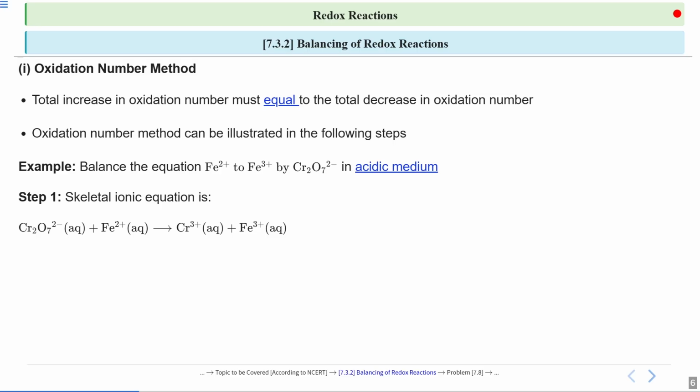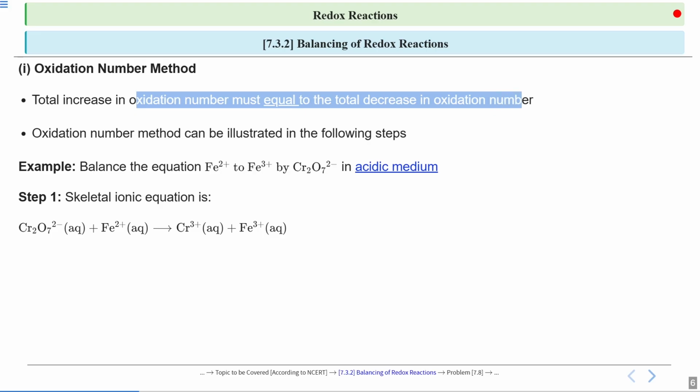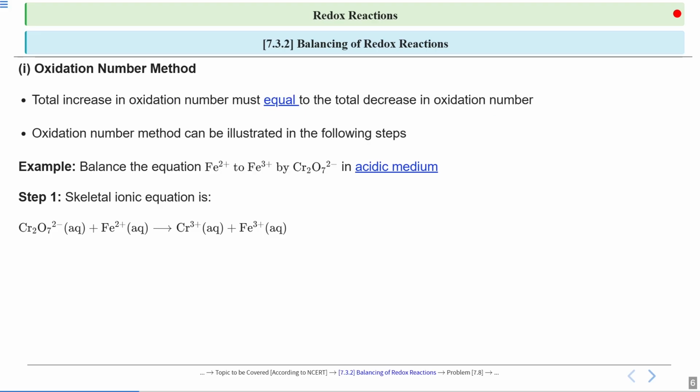So now the ionic equation is written, in which we can clearly see the number of ions is not equal. Now our task is to balance this ionic equation with the help of the oxidation number method, and that depends on the total increase in the oxidation number being equal to the total decrease in the oxidation number.